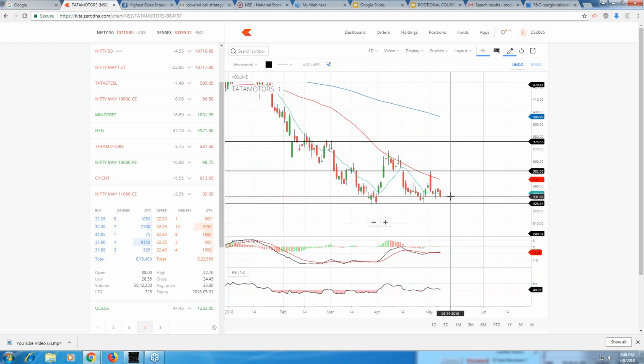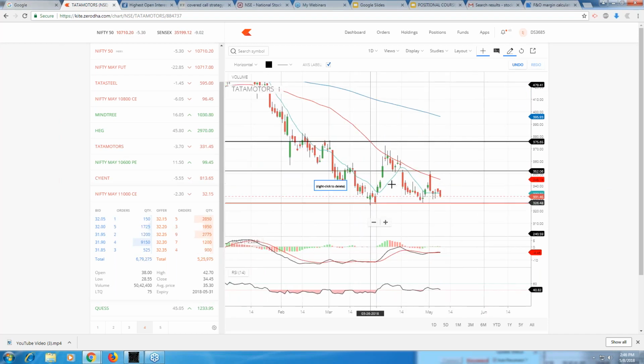So this level, 352, once, twice, thrice, and when it crossed, if it crosses with volume, that's a good sign, but it couldn't sustain itself. It experienced another resistance, right? Another resistance was at 375, and it came down. Every time it cannot cross the barriers, it will come down. Okay, so these are the levels that you have to notice.